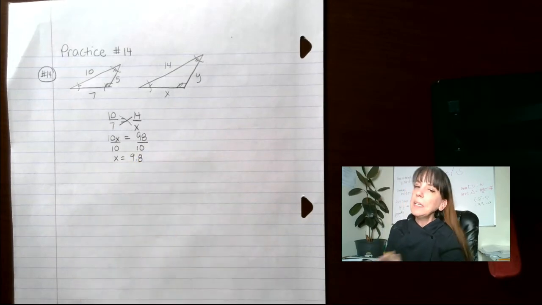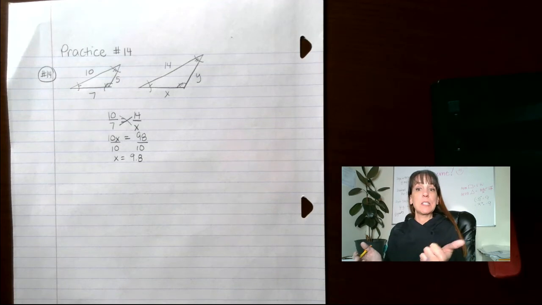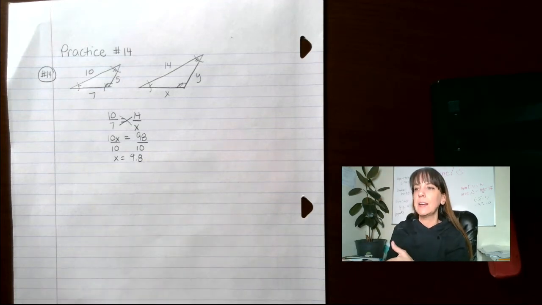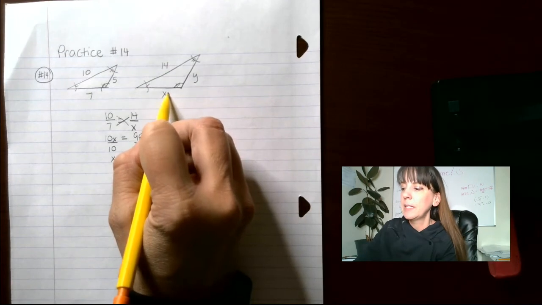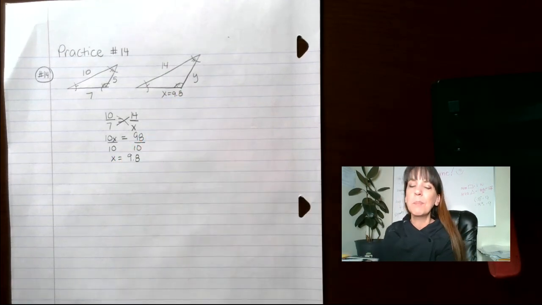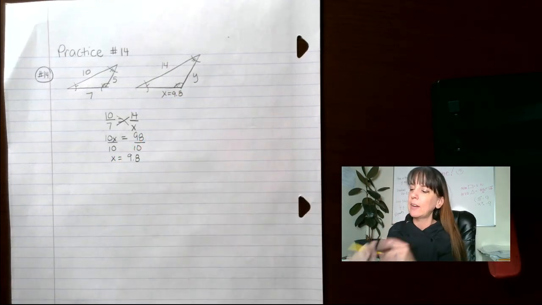9.8. Now, normally I want you to leave things in fraction form. The only time you can use decimals is if it started as a decimal or if it makes sense as a decimal. And this does make sense a little bit as a decimal because it's a measurement. We don't know what units they are, but we know that it's a measurement. So either way, I'll accept it.